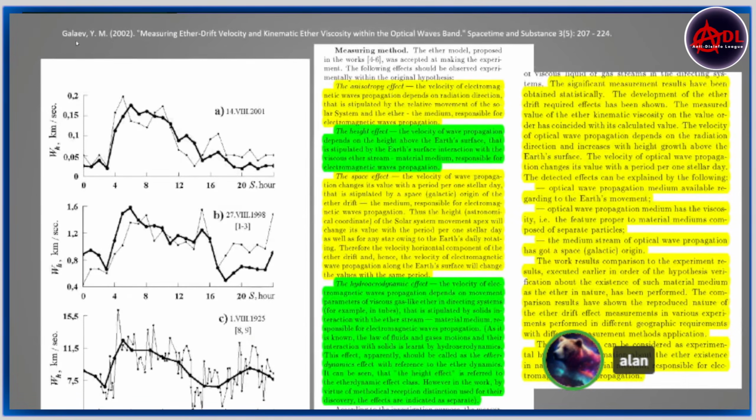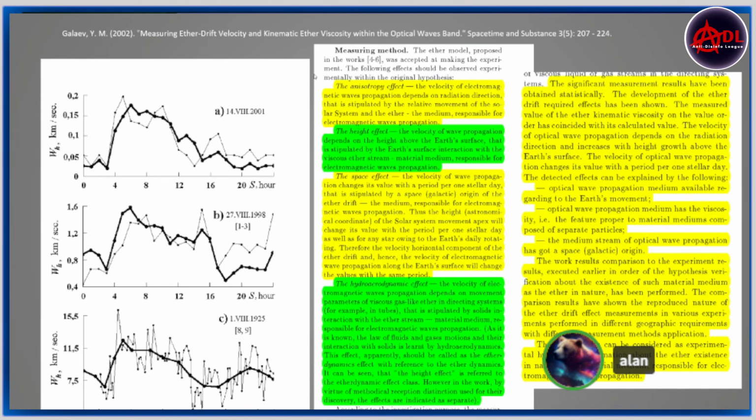And then here in 2002, we have Yuri Galaev reproducing Dayton Miller's experiment. And this is especially important because what Dayton Miller found was that when you go to altitude, you get stronger readings for the ether wind effect, meaning that the translation of motion is coming from the sky and it's not coming from the rotation of the Earth or anything like that. There would be no reason that there should be a discrepancy on the globe. The reading should be the same at any altitude.